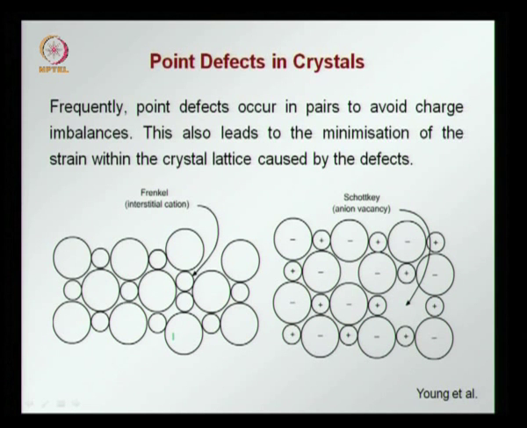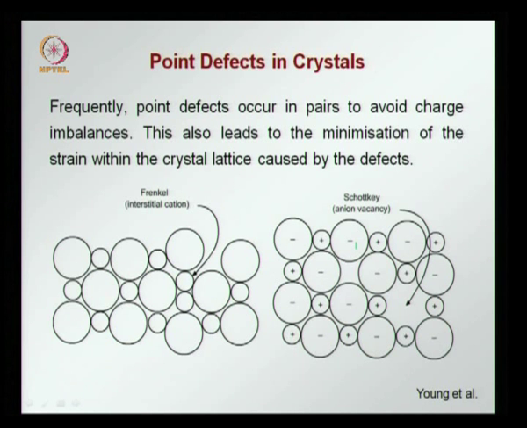It is also interesting to note that point defects occur in pairs to avoid charge imbalances. For example, here we have two cations together, that is one cation is missing here and this is compensated by another cation here. You can have a case where there is a vacancy, there is one anion missing, and to compensate that in terms of charge there is also a cation missing here.